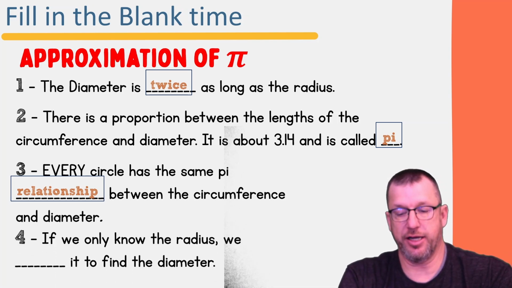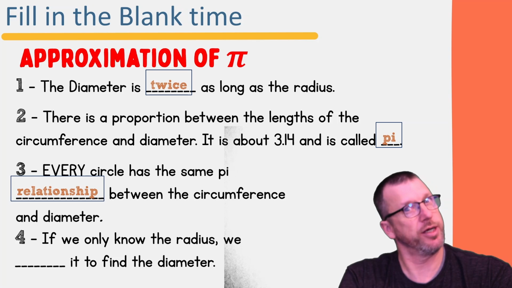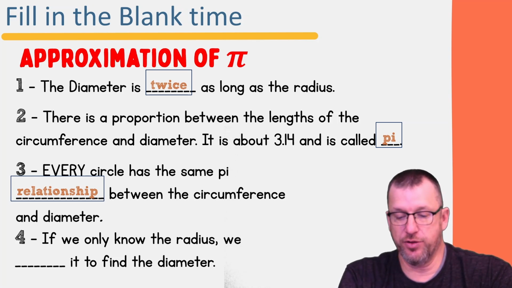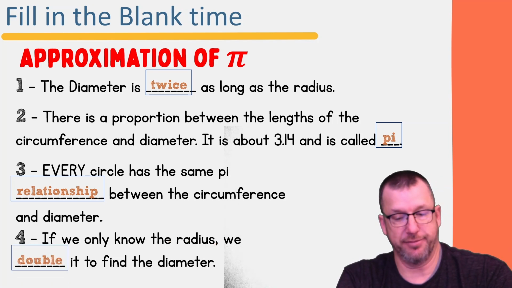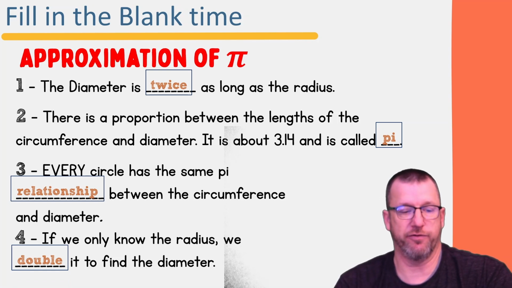And then finally, you already answered this one, but I want to put it on here twice because it's twice as important. If we only know the radius, we can do what to it to find the diameter? We can double it. There you go. Approximation of pi. You're going to need this as we go forward.